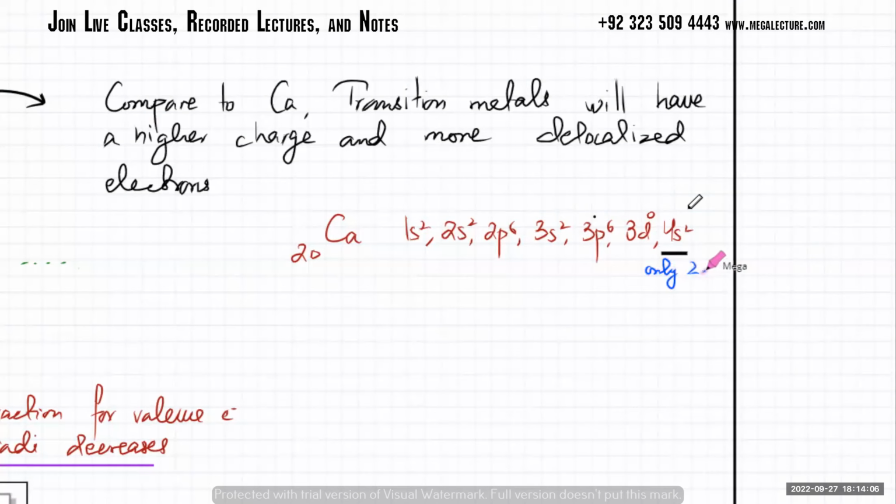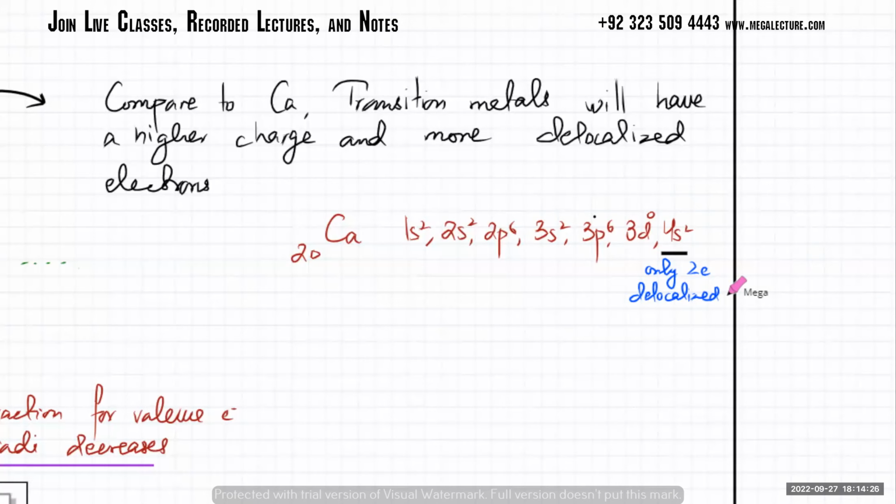So only 2 electrons are delocalized, because to remove the other electrons, you have to go really close to the nucleus. So the attraction for these electrons would be a lot more.